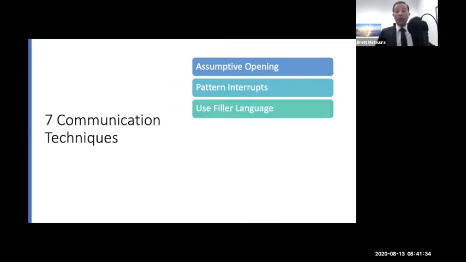Number three, use filler language. Now, a lot of sales trainers don't agree with me on this, but filler language is the uhs, the ums, the you knows. The reason I say to use filler language is that you need to use it strategically. Don't use it unconsciously. You have to eliminate the filler language unconsciously so that you can input it consciously, because when you use it unconsciously, you use it way too much and you sound like you don't know what you're talking about. A lot of people do that when they're nervous.